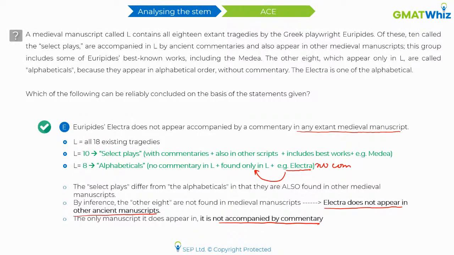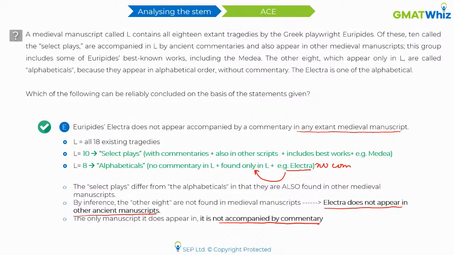You cannot assume something which is not given. You cannot assume something which would require you to take a leap. So it's clearly given to us that Electra appears only in L, which means by inference, we can say that Electra does not appear in any other manuscript of the medieval times when you say only in L. And in L, Electra does not have any commentary, which means Electra plus commentary would definitely not be there in any of the medieval manuscripts.